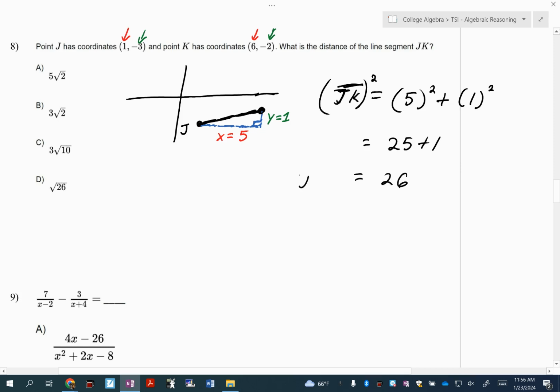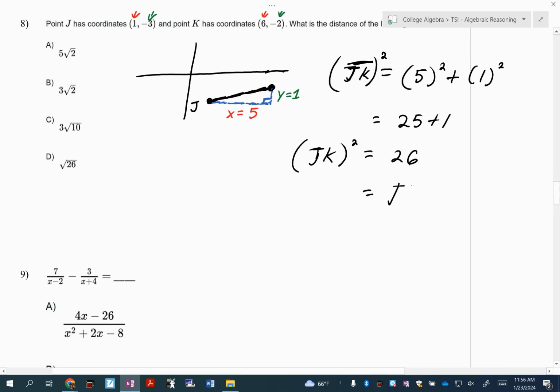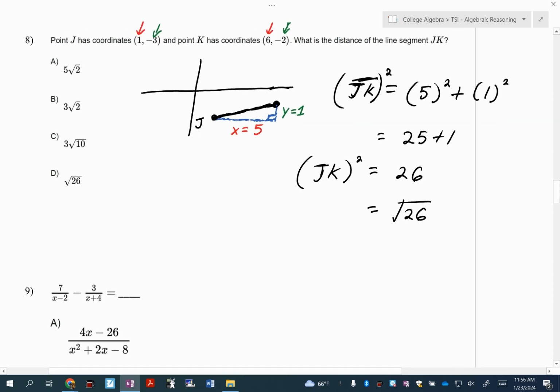Again, I don't want JK squared. Right? I don't want JK squared. I want just JK. So I need to take the square root of 26 to get the distance from J to K. So that answer is D.